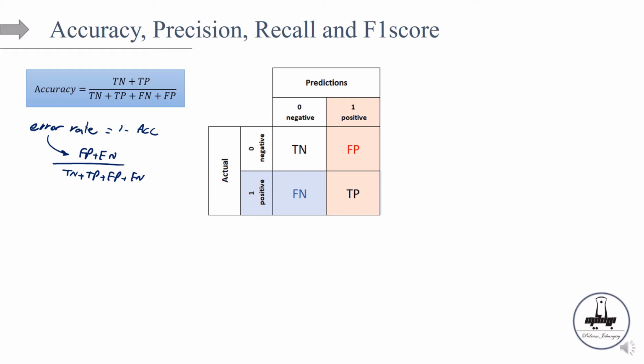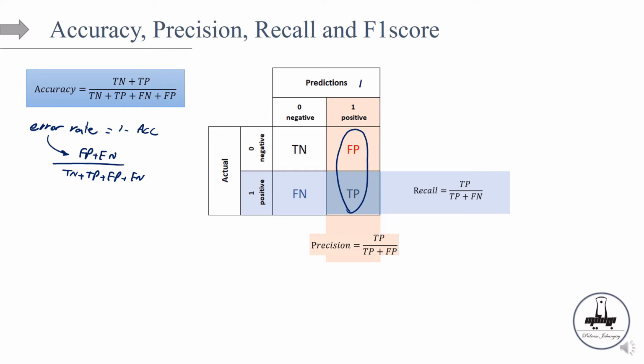So the other metrics that we're going to use are precision and recall. Let's start with precision. What is precision? Precision focuses on this column, and it's defined as true positive divided by true positive plus false positive. Basically it says: out of those predictions that the model called positive, what percentage is accurately predicted?